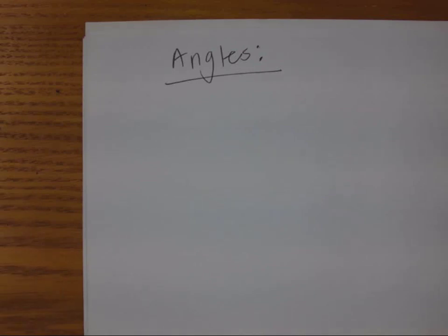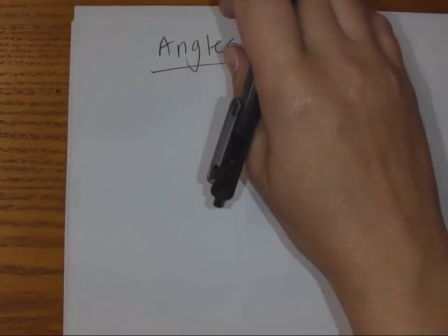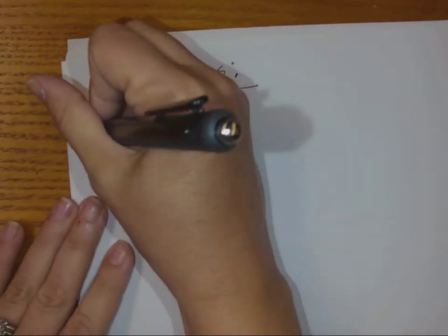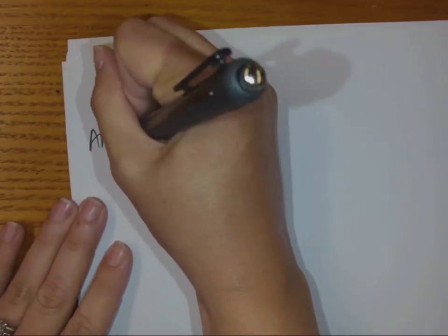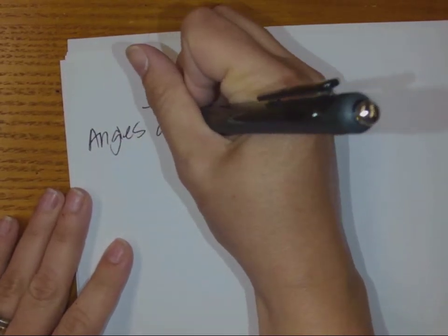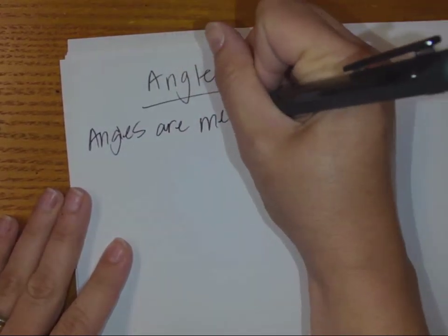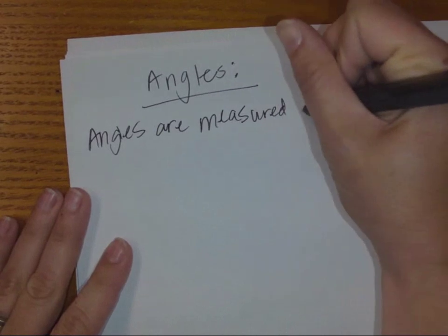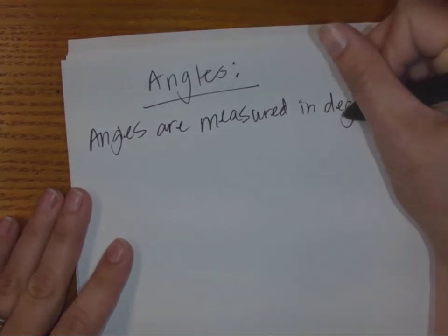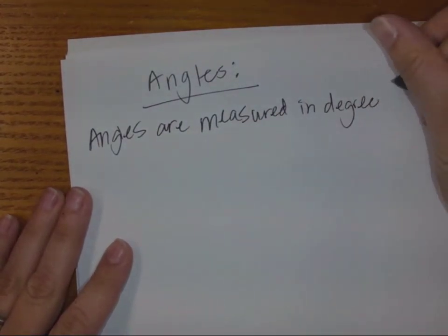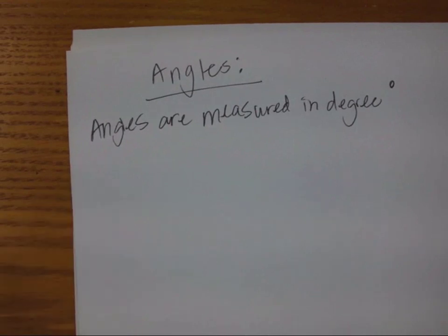Okay, in this video we're going to talk about angles and how you can measure them and how you can name them. We're only learning some of the properties of angles. Usually angles are measured in degrees, and the symbol for degrees is that little circle in the top right-hand corner.